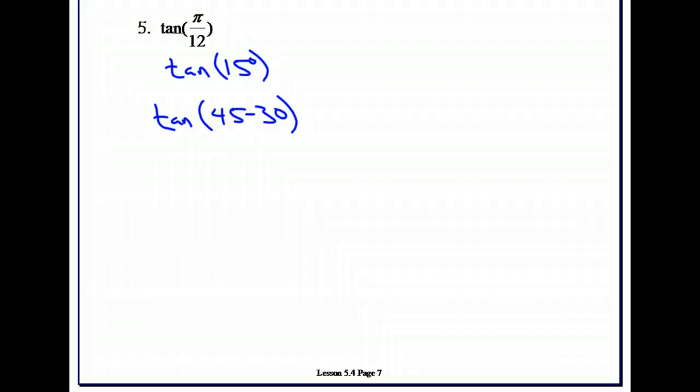The 60 is a little more preferable because tangent of 60 is root 3. The tangent of 30 is root 3 over 3. You're going to get an extra fraction in there when we use the 30, but let's just do that so you can see what that looks like.